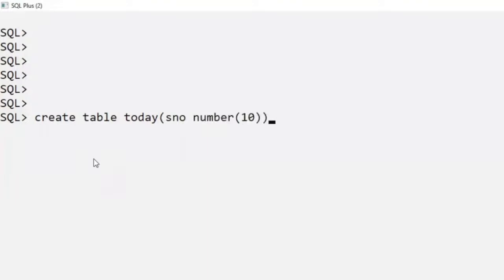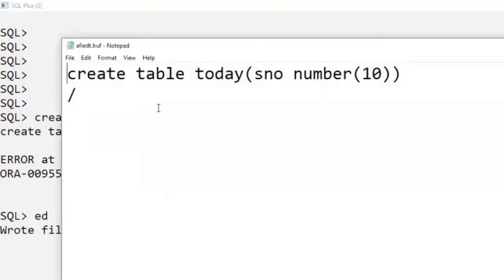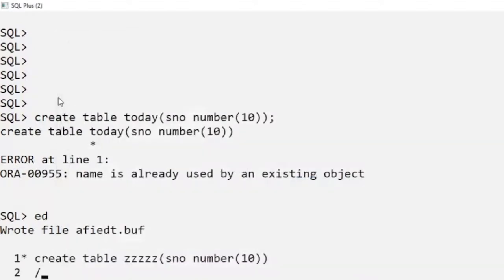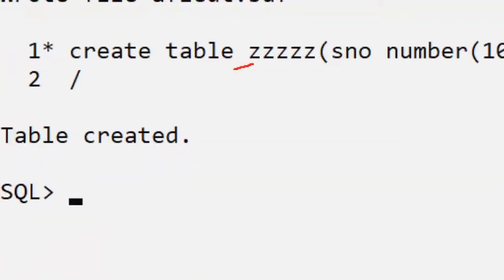Slowly observe it here, concentrate here. Suppose Z is a table. Observe it here, Z is a table. For example, I am creating it. Okay, fine. For example, this table is created. Slowly observe it here. Z is the name I am giving.